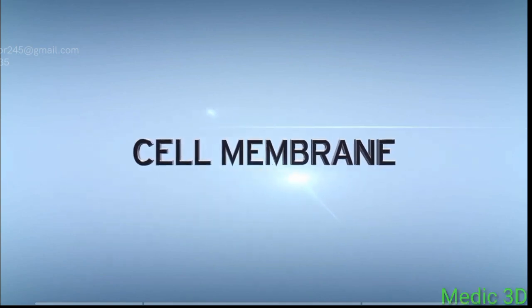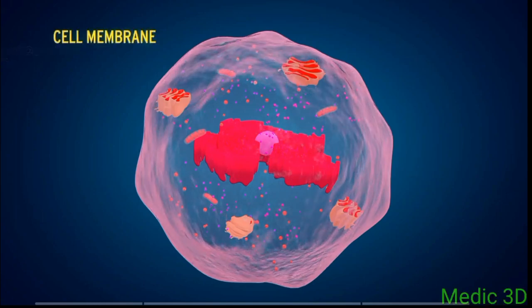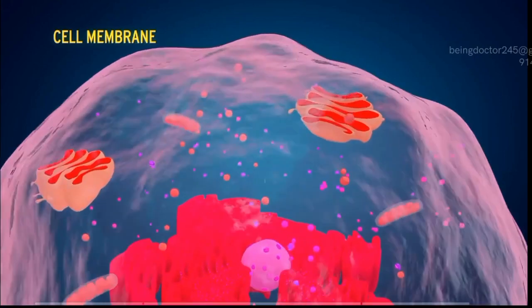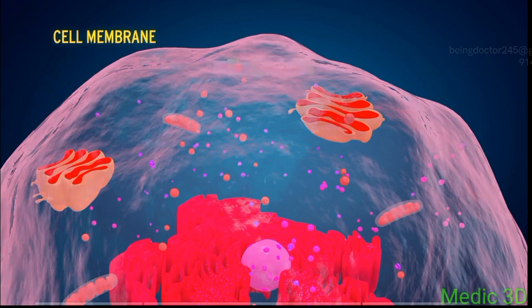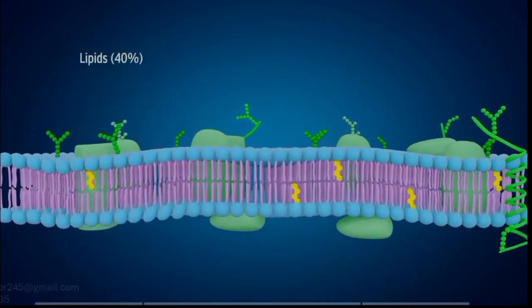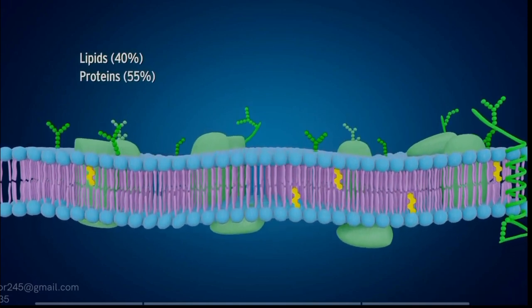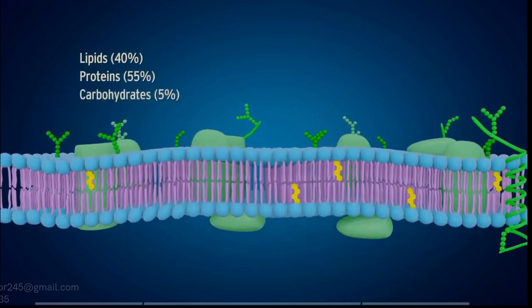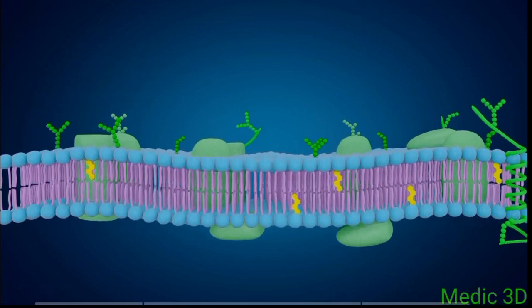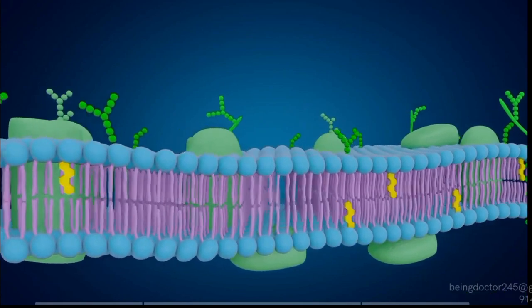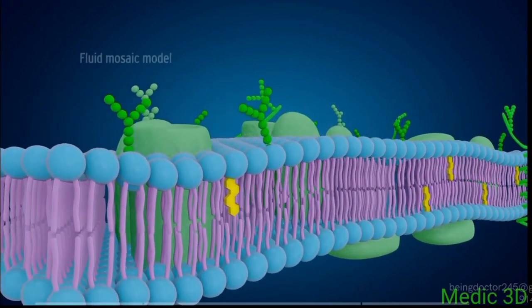Cell membrane. The cell membrane or plasma membrane is a thin layer of biological membrane that separates or protects the cell from the outside environment. It is principally composed of lipids, 40%, proteins, 55%, and carbohydrates, 5%. The basic structure of the cell membrane looks like proteins floating in a sea of lipids, commonly referred to as the fluid mosaic model.